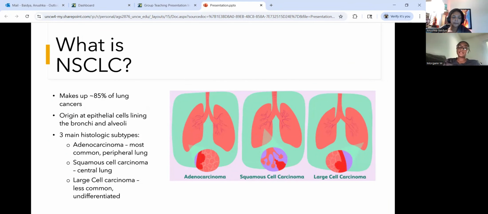There are three main subtypes of NSCLC. The first one would be adenocarcinoma, which is usually the most common, and that takes place within the peripheral lung. And then you have squamous cell carcinoma, which happens in the central lung. And then you have large cell carcinoma, which is the least common, but it is also the most undifferentiated.